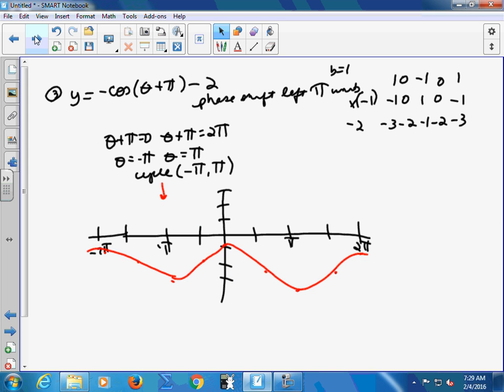Okay. Phase shift. Make sure you start at where your phase shift starts. Yeah. Okay. So phase shift. First thing we look at is this part right here. This is going to start. Technically, we have no start and stop.